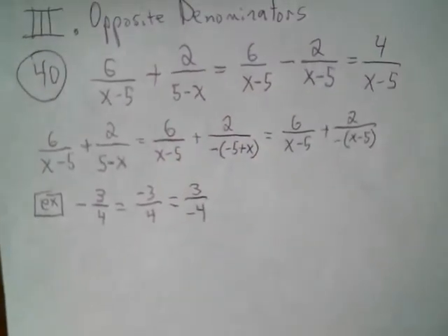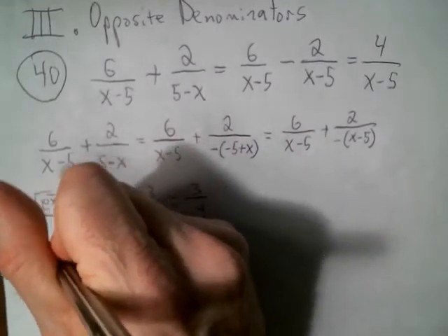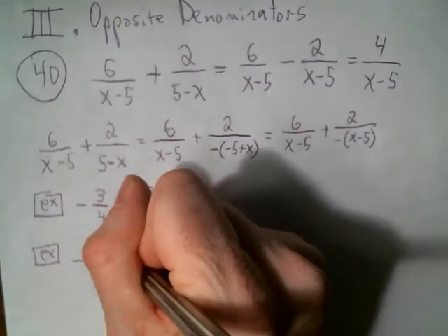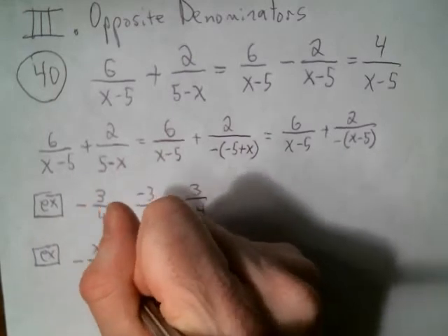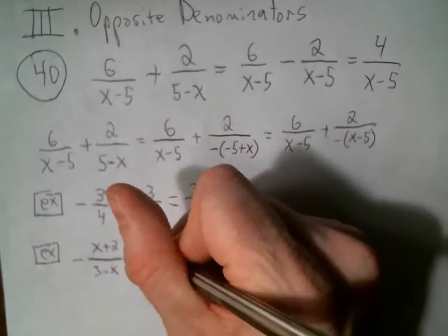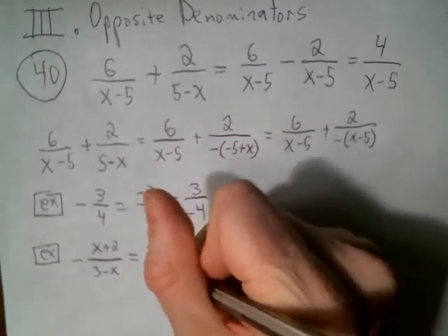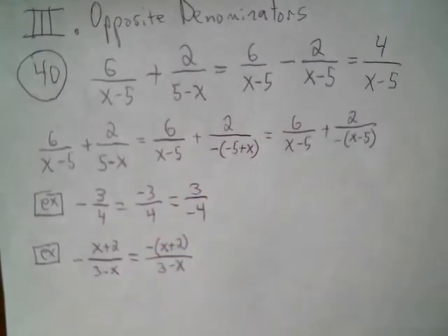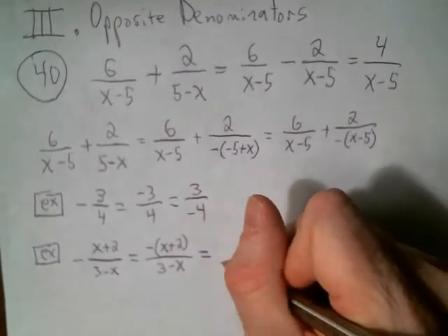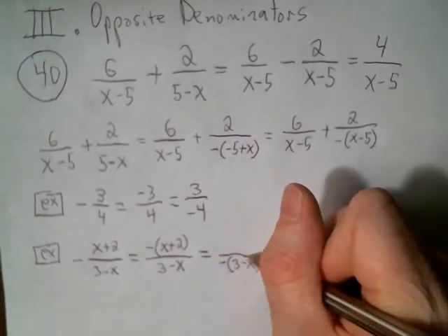It looks a little bit weird when you have some variables involved. For example, if you had negative x plus 2 all over 3 minus x, in order to move that negative into the numerator, you need to include parentheses because it will be the entire numerator negated. Likewise, if you moved it to the denominator, you would have to change the sign of everything in the denominator, so you need parentheses to indicate that.